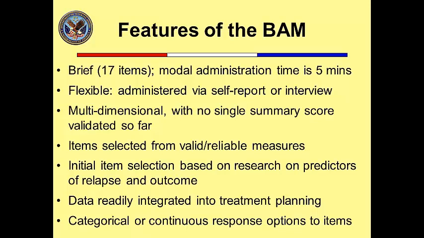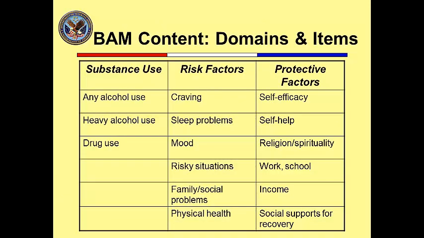The content of the BAM was accrued and ultimately went through an item analysis after having been gleaned from the extant, published literature on factors or variables that had a reliable association with recovery and relapse. And again, the goal was to have the BAM content and its data be readily integrated into treatment planning. I'll get into that point in more detail in a moment. And then finally, the responses to the BAM come in the form of both categorical and continuous responses to items among the 17.